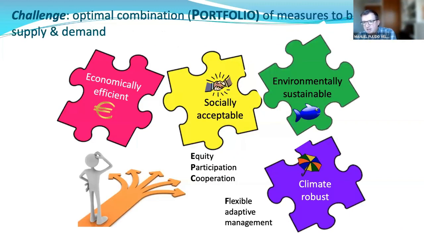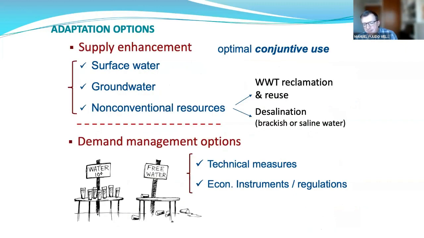So the challenge is to find an optimal combination of actions, we call them tabs at the beginning, to find an optimal portfolio of measures to balance supply and demand. And this combination of measures has to be economically efficient, okay, but has to be also socially acceptable, has to be also environmentally sustainable, and has to be robust given the uncertainties that we are facing, and climate change is one of the key uncertainties we have now in the system.